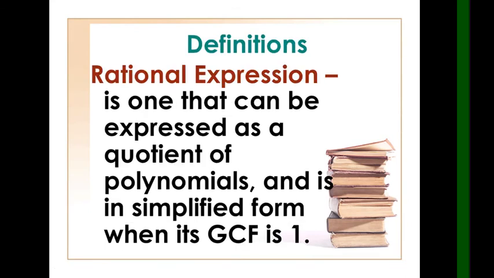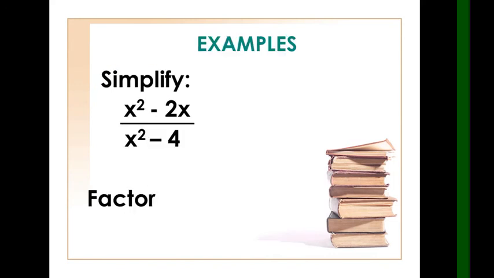Now, a rational expression is one that can be expressed as a quotient of polynomials and is in simplified form when its GCF is 1. Simplify this one. So first, get the factors. I already discussed the factors for the rational expression. For this particular example, we can get x as the factor. So x, then x divided by x squared is x minus 2, because x divided by x is 1. x divided by x squared, that's 2 minus 1 is x, and x divided by x is 1, so matitira negative 2.